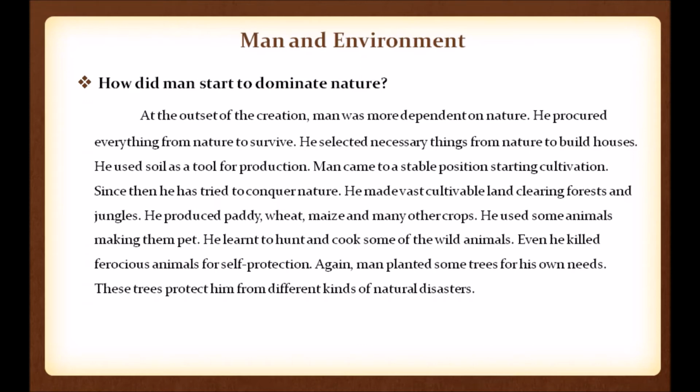After that, you know, there comes agrarian society, and man came to a stable position, starting cultivation. I mean, modern civilization is the blessing of agriculture. You have to believe this. Without agriculture or without agrarian society, this modern society or post-industrial revolution society never would have been possible.